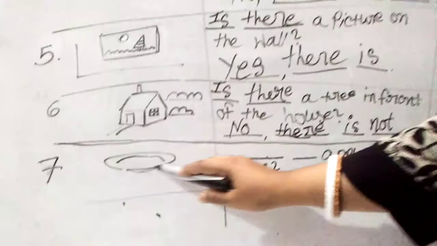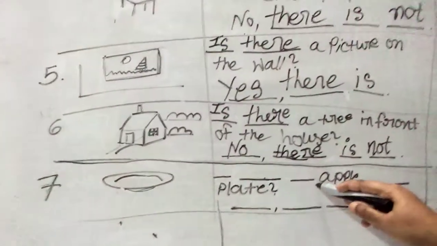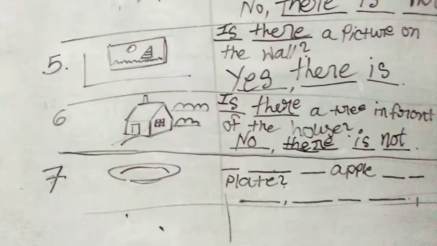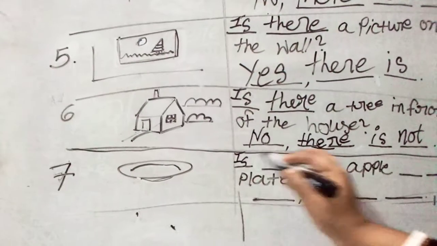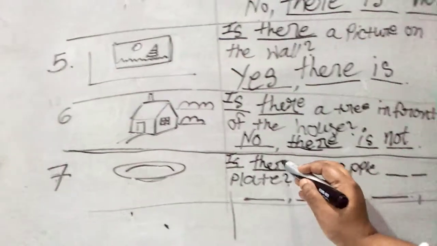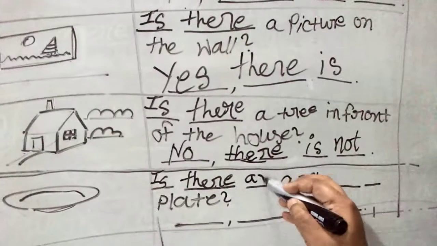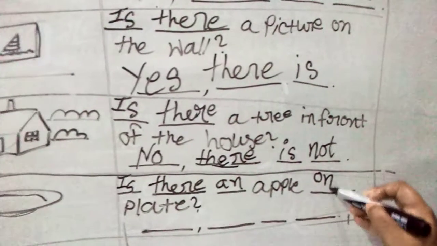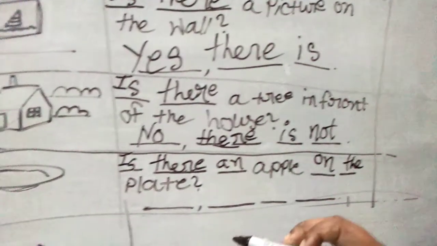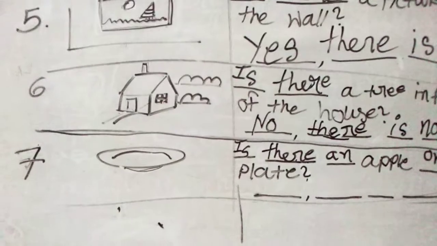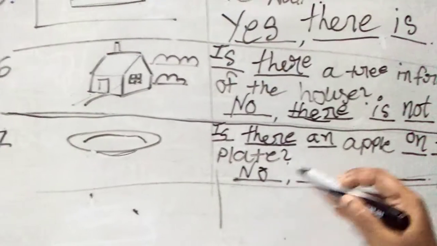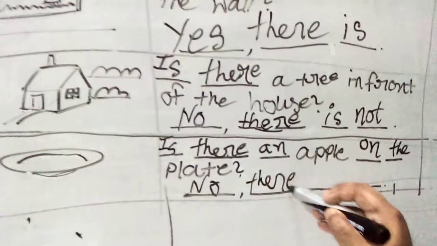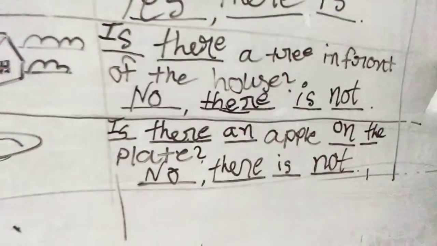Okay, now number 7 is apple. Can you see any apple? Here apple is mentioned, but can you see any apple on the plate? No. So the question will be, is there an apple on the plate? No, as we don't see any apple on the plate, we need to write no. There is not. I repeat, no, there is not.